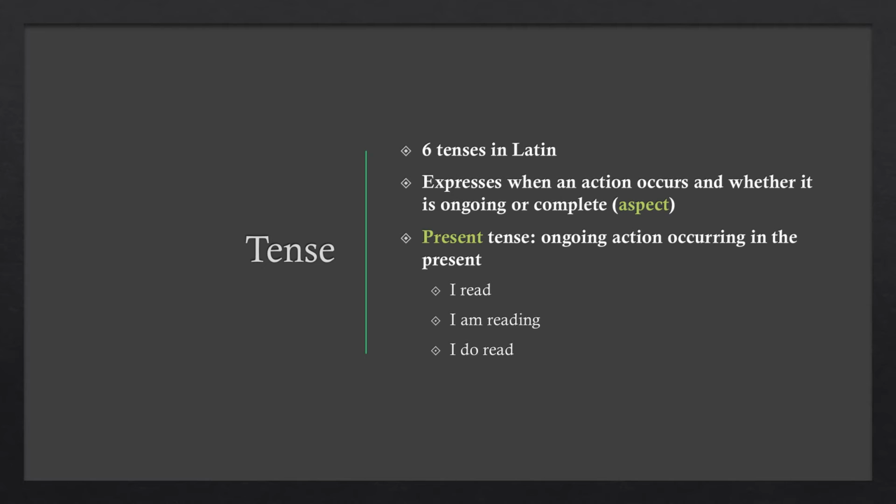There are 6 tenses of verbs in Latin. Each tense expresses when an action occurs, in the present, past, or future, and whether it is ongoing or complete. For now, we only know the present tense. The present tense is inherently ongoing or incomplete, and in English, there are many ways to communicate this. Lego, for example, may be translated as simply, I read, but also paraphrastically as, I am reading, or I do read.